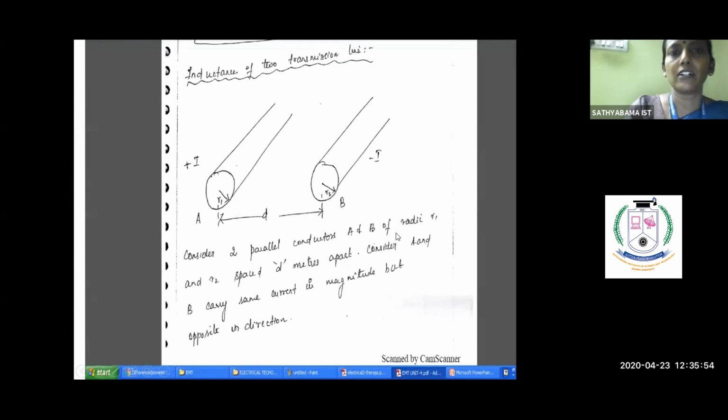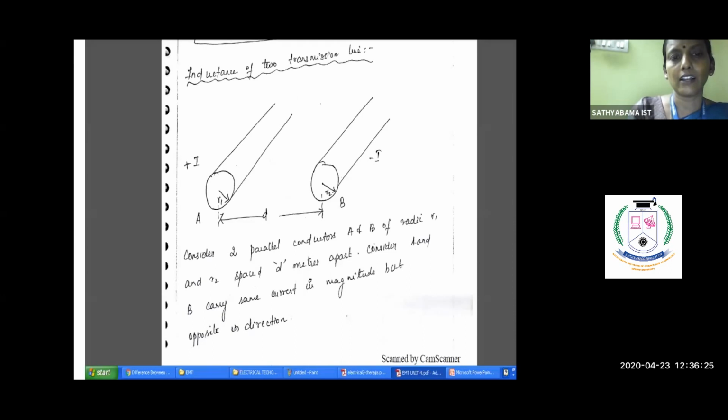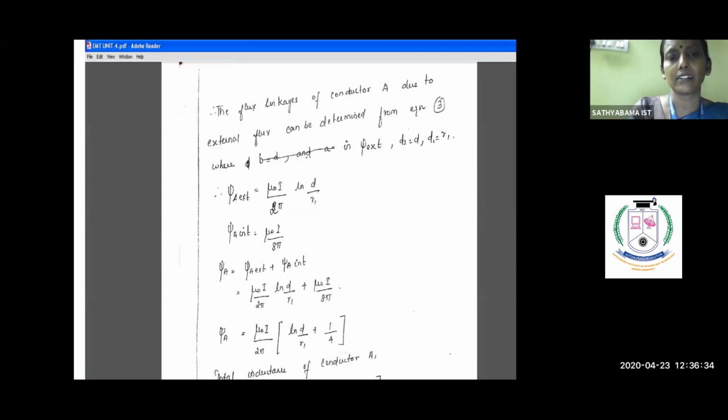Inductance of a two-wire transmission line. Coming back to that, we have a two-wire transmission line. Conductor A has a radius of R1, conductor B has a radius of R2, and each is carrying a current of plus I and minus I, and both are separated by a distance D. Now just consider conductor A alone. For conductor A, we are finding the internal and external flux linkage, which I am writing as psi A.